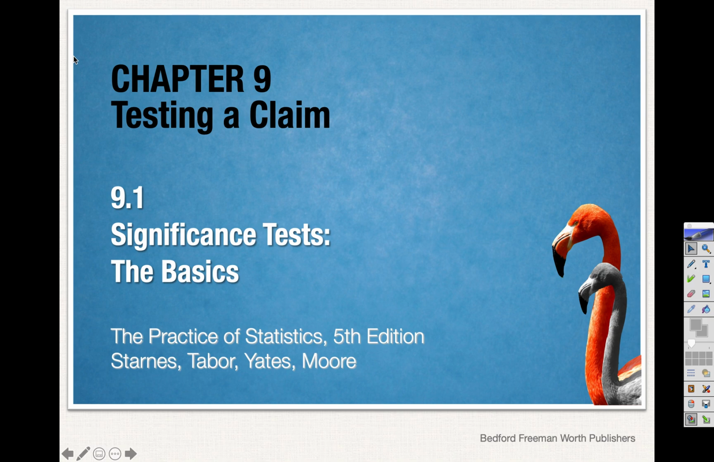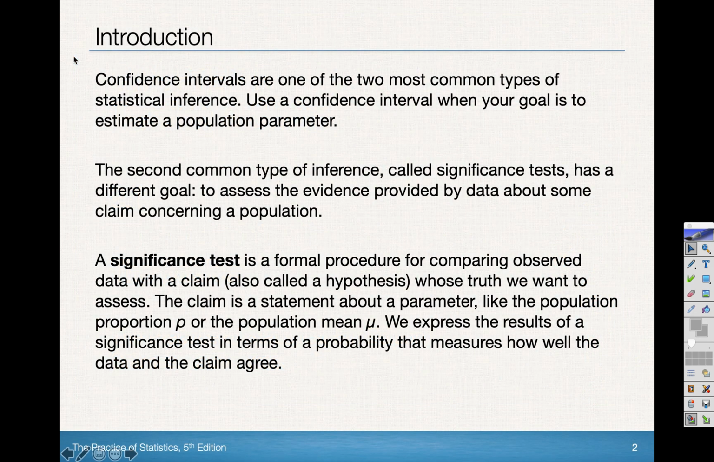Today, we're going to be starting chapter 9, and in this chapter, we're going to be looking at a different type of inference test called a significance test. The first thing we did with inference is we looked at confidence intervals, which is one of the two most commonly used statistical inferences that we have. The other type of common inference is using what's called a significance test.